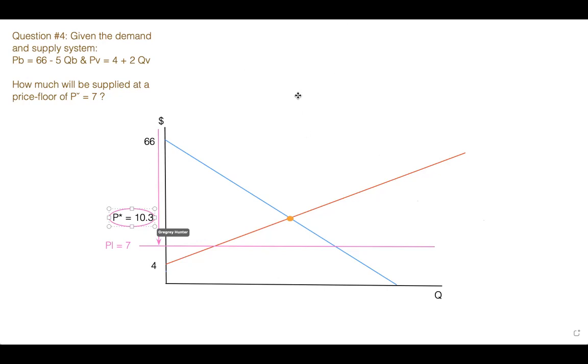So let's go ahead. Now it would not have any effect on the market, but our question is how much would actually be supplied at the price floor price. The question is asking for the quantity supplied at the price floor, just in general. So it's this value right here. What did you get for that value, Alex?